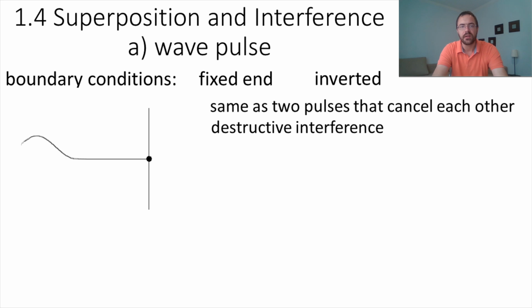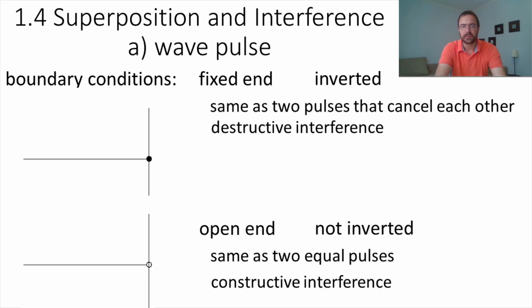So remember this. For a fixed end, the reflected pulse is inverted. The fixed end can be obtained by two pulses that cancel each other. And using the principle of superposition, we add the displacement from the two pulses, and we obtain that the fixed end does not move. Later, we will call this destructive interference.